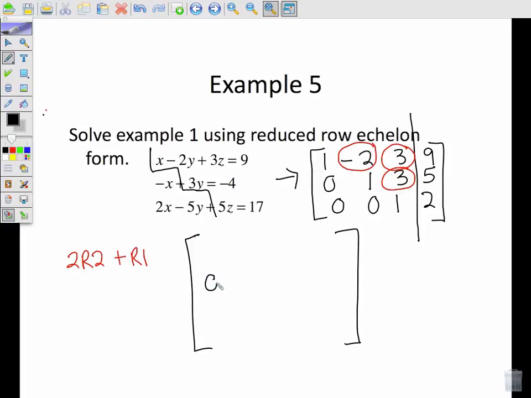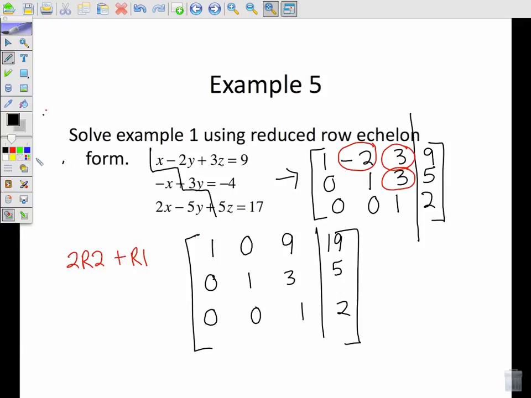This time around, I'm not changing my middle row. And obviously I'm not changing my end row, because that's already in the position that we want it to be in. But I'm going to change my first row. If I take row 2 times 2 and add it to row 1, I get 0 plus 1 is 1. 2 plus negative 2 is 0. 6 plus 3 is 9. And again, 5 times 2 is 10, plus 9 is 19.